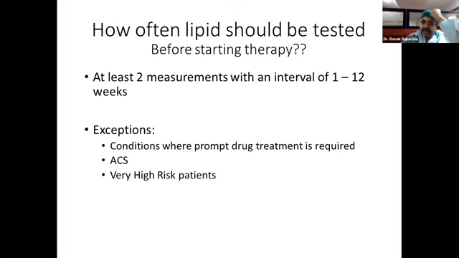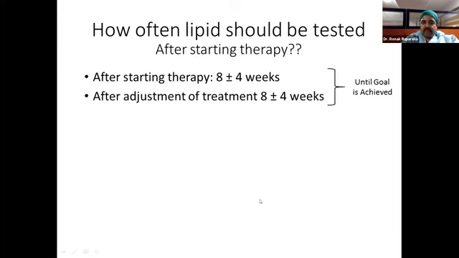How often should lipids be tested before starting therapy? At least 2 measurements should be taken in asymptomatic patients, with an interval of 1 to 12 weeks. So nearly around 3 months apart, 2 measurements have to be taken. The exception here is conditions where prompt drug treatment is required, like ACS or very high risk groups of patients.